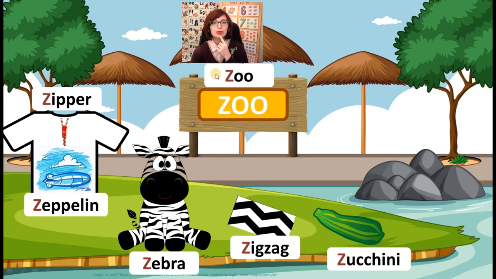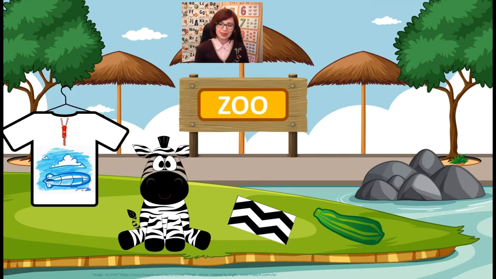Zoo, zoo. Zucchini, zucchini. Correct. Zigzag, zigzag. Zebra, zebra. Zeppelin, zeppelin. Zipper, zipper. Very good. Now, where is a zebra?